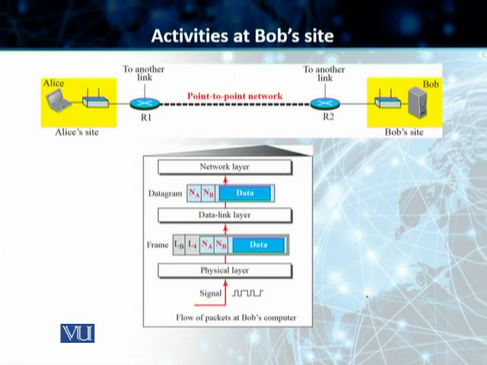Students, at the Bob site, this signal is received. This is sent to data link layer. The data link layer strips off or decapsulates the data link layer header from this frame and provides this to the network layer. And at this stage, the network layer will ultimately strip off its header as well, and it will ultimately receive this data. So students, this is how the flow of data happens from Alice's site to R1, and then to R2, and then to Bob's site.